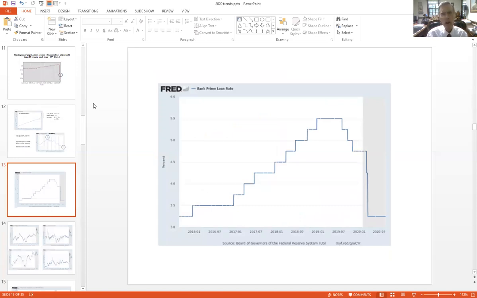In fact, here is the prime rate, the interest rate paid by the most favorable commercial lenders to commercial banks. And you can see that for quite some time, interest rates were moving up because the demand for money was increasing relative to supply. And so the prime rate got up to 5.5%. In this chart, the most recent rate is just about 3.2%.